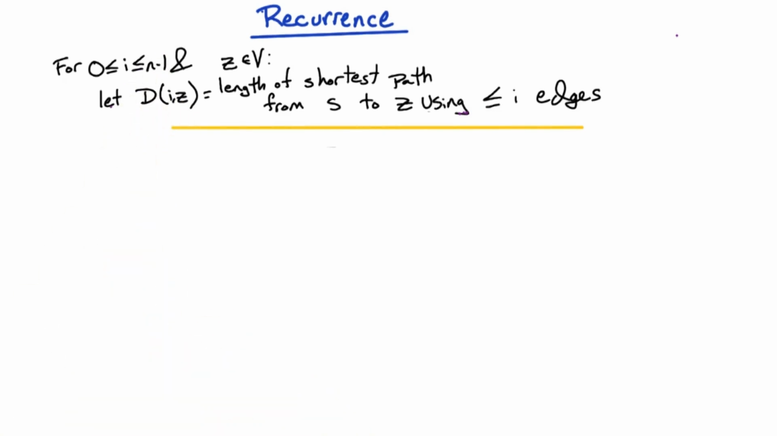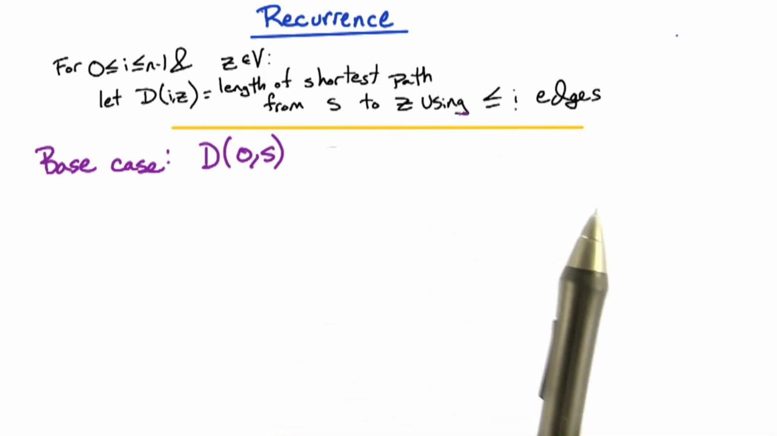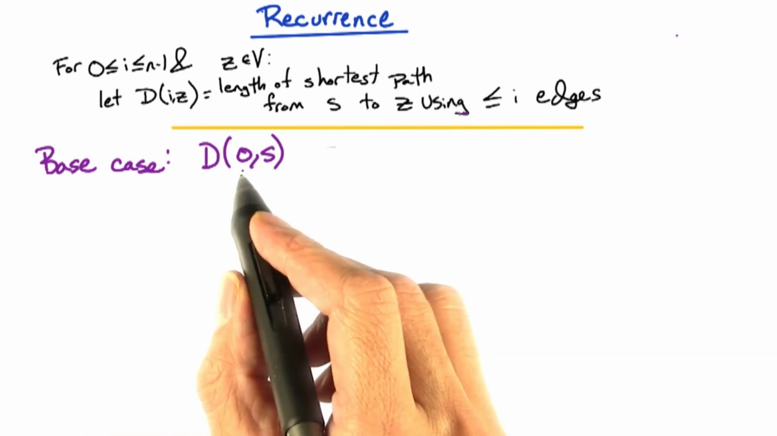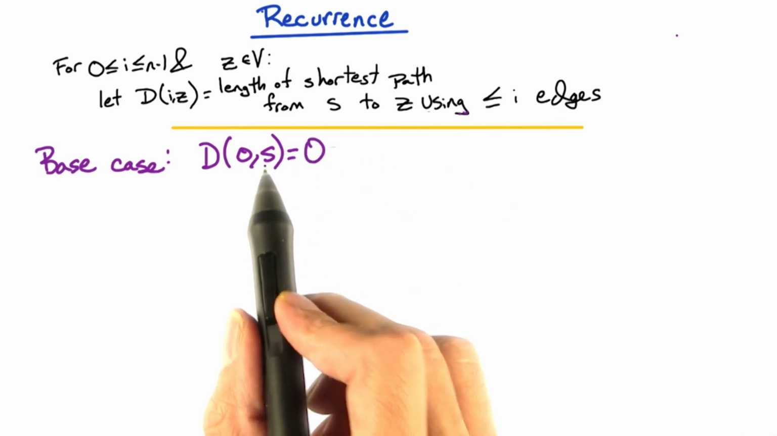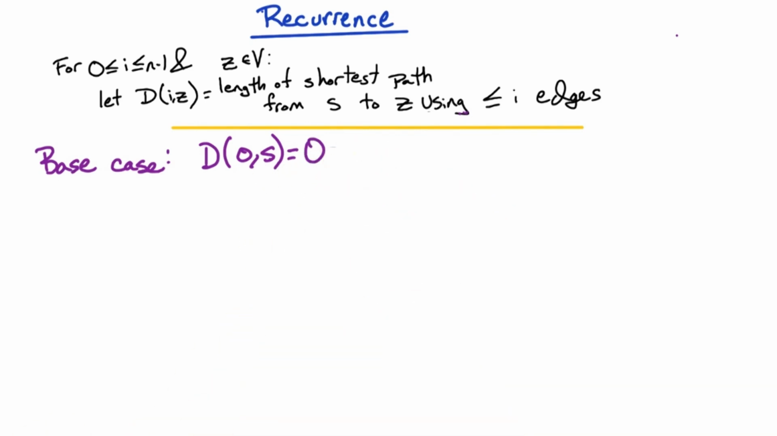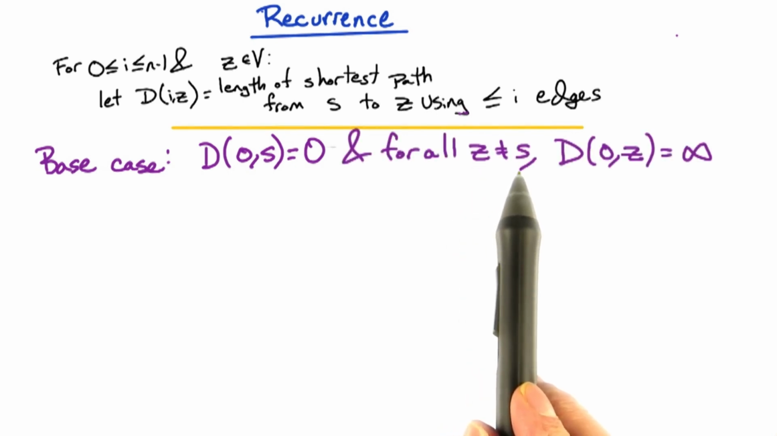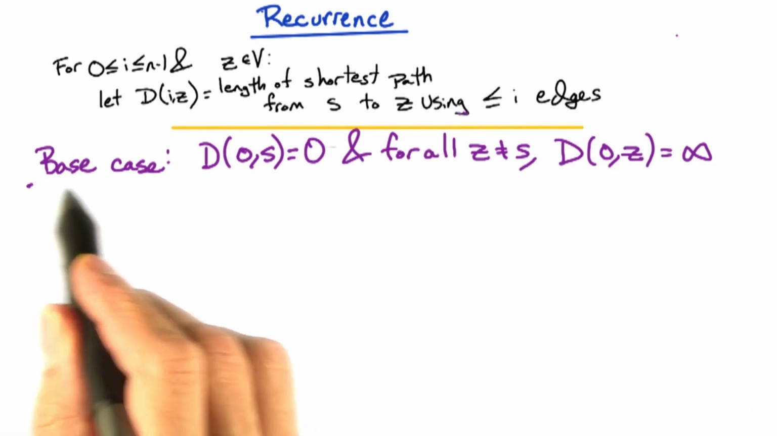Therefore, the base case is i equals 0. In this case, we're going from S, and we're not allowed to use any edges. So the only vertex we can reach is S itself. And therefore, D of 0, S is 0. The length to go from S to itself is length 0. And the length to go to any other vertex is infinite. So for every other vertex except S, the length is infinite. That defines the base case.